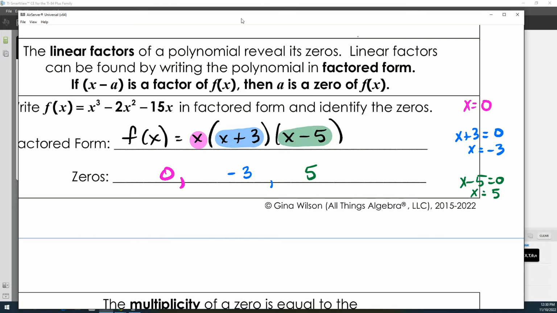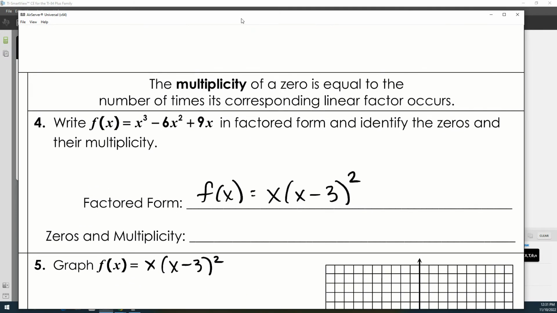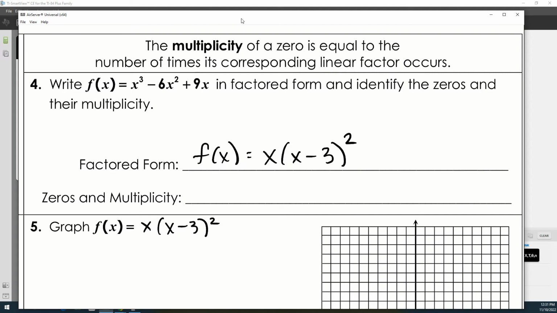Do you guys see some kind of relationship between the factor and the answers? It's just the opposite sign. So as long as there's not a number in front of your x, then you just do the opposite sign, and that's going to be the 0. Okay, we're going to do that again on the next one, but we're going to add an extra concept.